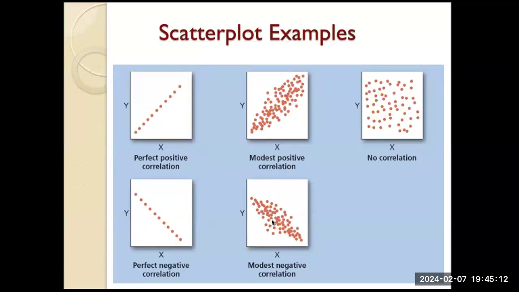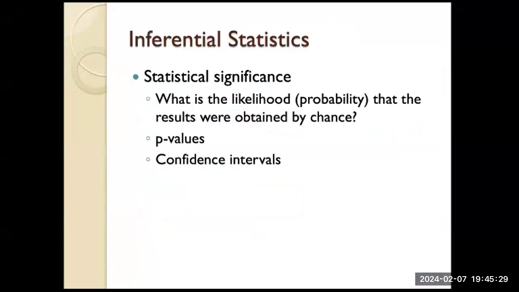Nothing in nature is ever perfectly positive or perfectly negative. That's only going to happen in some sort of simulation. Any questions about correlations? Okay. We talk about all that toward the end in chapter 12.